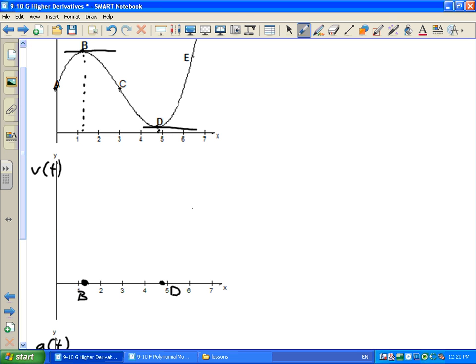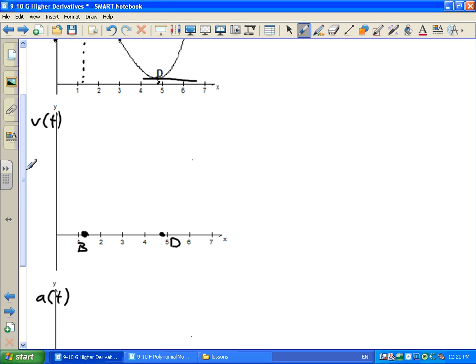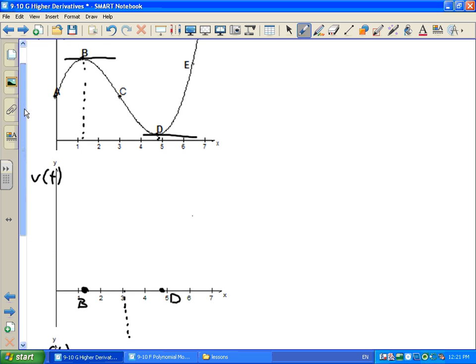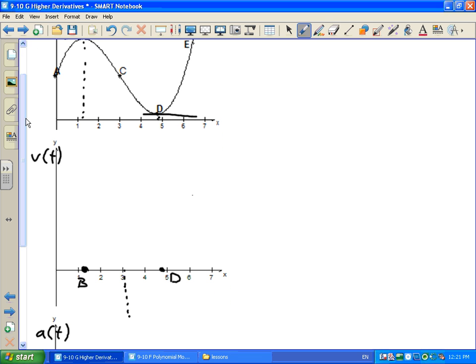Halfway in between these two is going to be point C. So point C is right here in the middle. Now we said that from A to B, the slope of our tangent was getting smaller. It starts off positive, but it gets smaller and smaller until by the time it gets to B, it's down to 0. So our velocity has to start off at positive values, get smaller, and then when it gets to point B, it's right at 0.